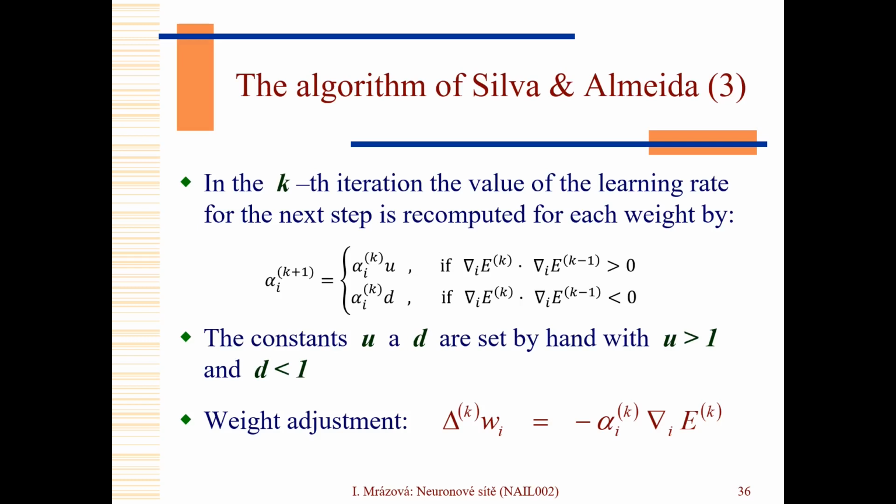Then the weight adjustment formula will correspond to: delta at iteration k for wi shall correspond to the negative gradient delta E at iteration k for the particular dimension i, and this will correspond to the new learning rates alpha i at iteration k, and obviously the product of alpha i at iteration k and the gradient in dimension i for capital E at iteration k shall be multiplied by a minus sign.